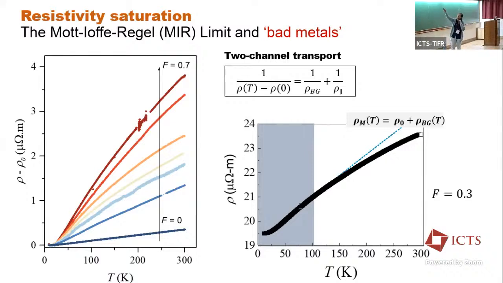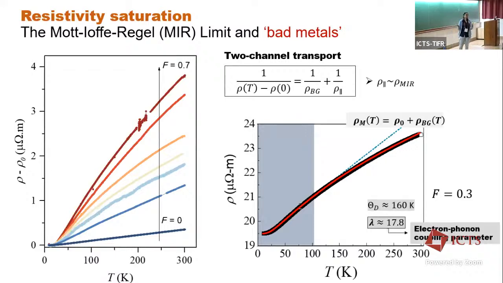You can see that the denominator on the left hand side has a rho T minus rho 0, so only the temperature dependent part, and this parallel channel is a constant. We have kept it constant at the Mott-Ioffe-Regel limit, and we see that this captures the data. The origin of this channel and why it behaves like this is unknown to us, but it captures the data, and not only that, we can extract two fitting parameters from here.